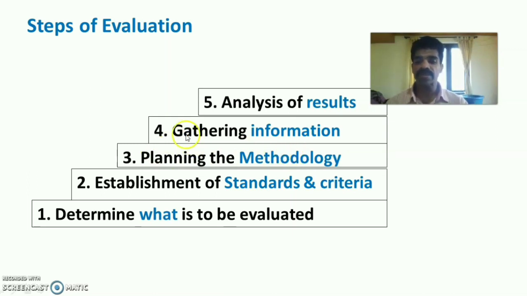Then through these methods, the fourth step is gathering the information or data regarding the success of the particular action plan. And finally, at the end, the fifth step is analysis of the results or information which is already gathered. So analysis of the results of implementation. So these are the 5 steps of evaluation, which include determining what is to be evaluated, establishment of specific standards and criteria, planning the methodology for evaluation, gathering the information or data, and analysis of the data or the results.